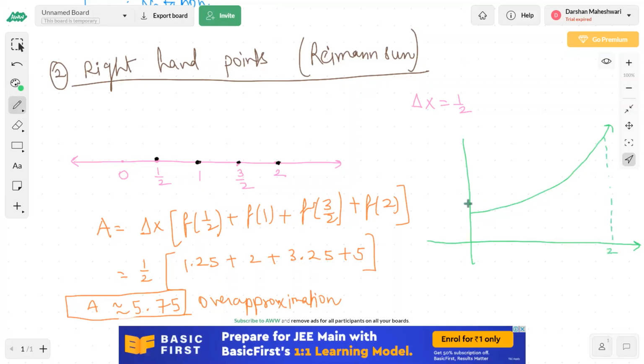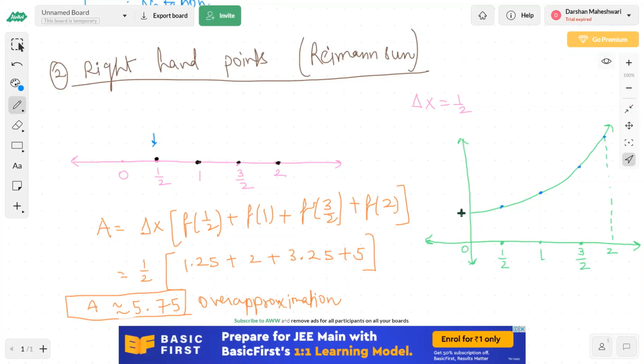This is 2, this is already 0. All right. Now, first things first, we plot the points here. So this is 1 over 2, this is 0, of course, this is 1, and this is 3 over 2. Now we plot the functional points. So this is 0. In fact, we are not interested in 0. We start with 1 over 2. So this is 1 over 2, this is 1, this is 3 over 2, and this is 2.